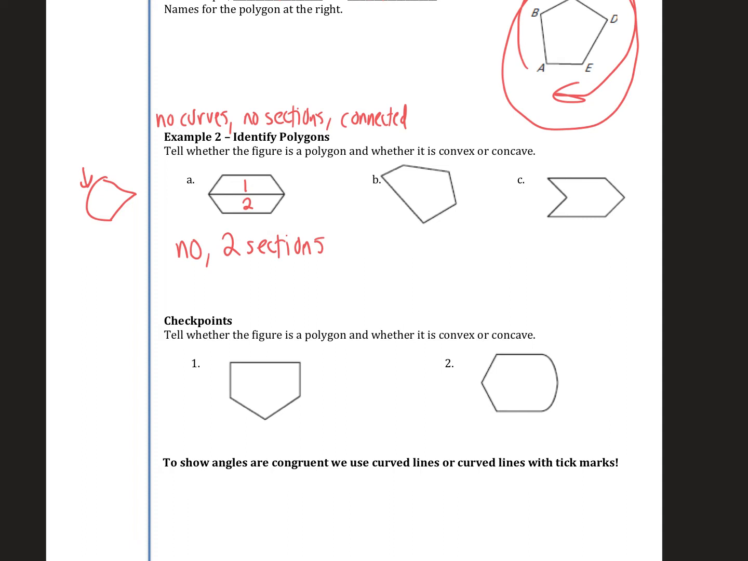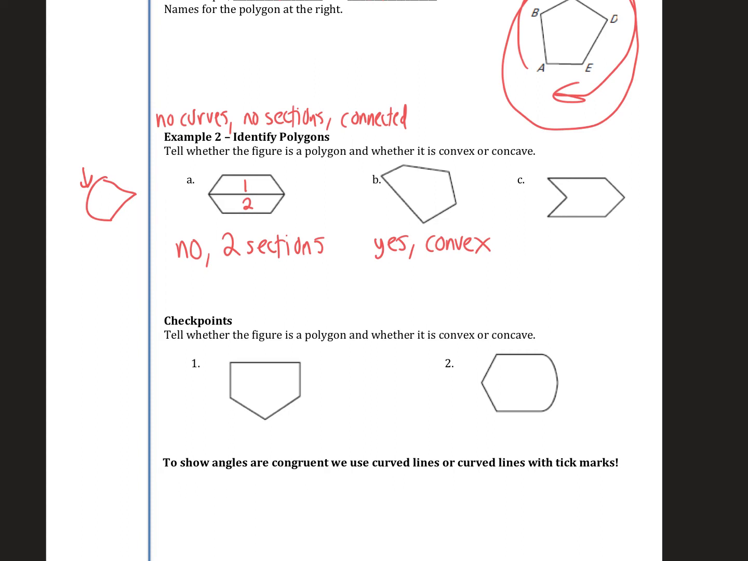All right, B, are there any curves? No. Are there any sections? No. Is it connected all the way around? Yes, it is. This is a yes, it is a polygon. Now, is it convex or concave? Are there any dents in here or no? There are no dents. This is going to be a convex polygon.